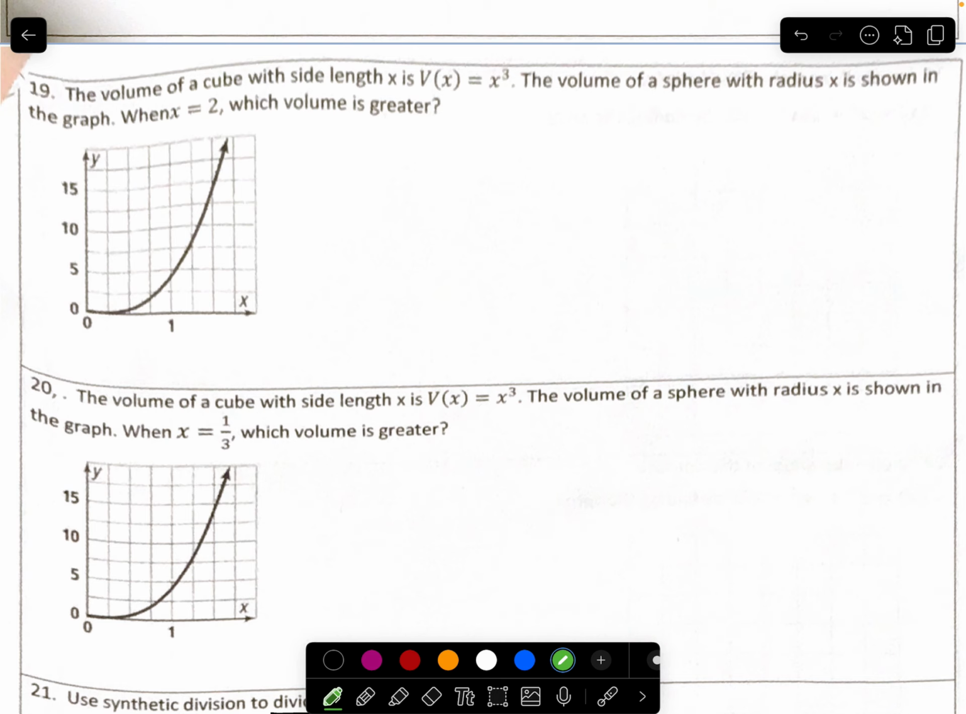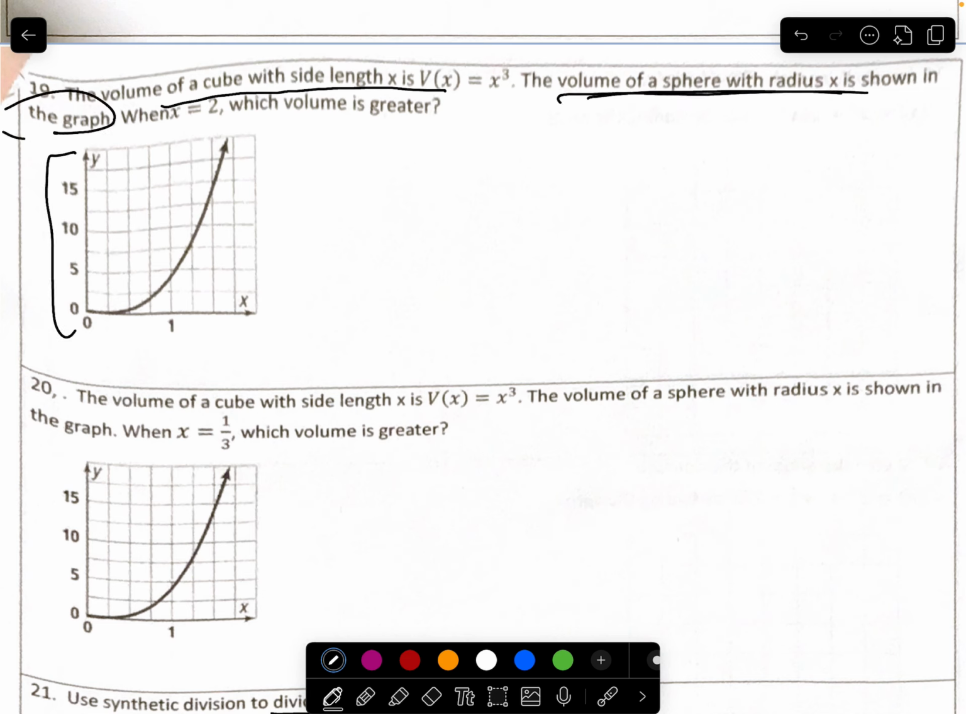The volume of a sphere with radius x is shown in the graph. When x equals 2, which volume is greater? Okay, so you're actually meant to compare the volume of a cube with side length x and the volume of a sphere with the radius x. So what does this mean? It means the volume of a sphere is shown in the graph.